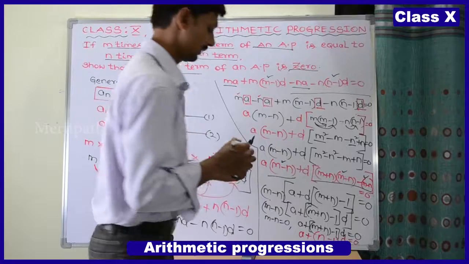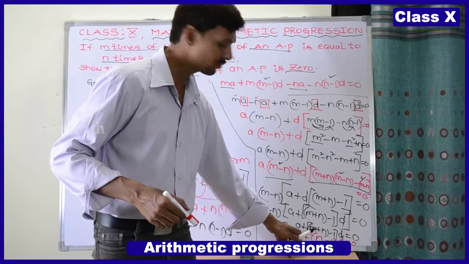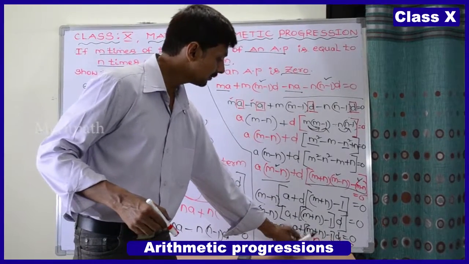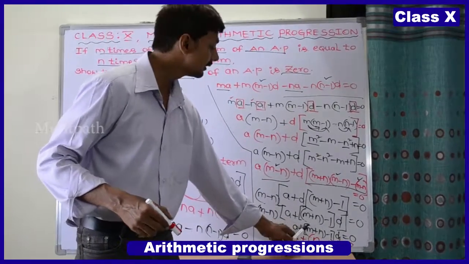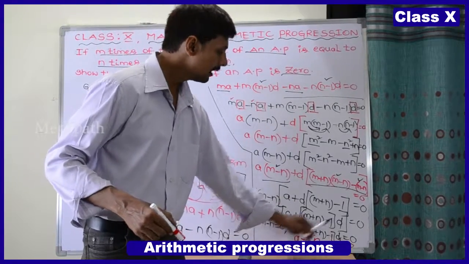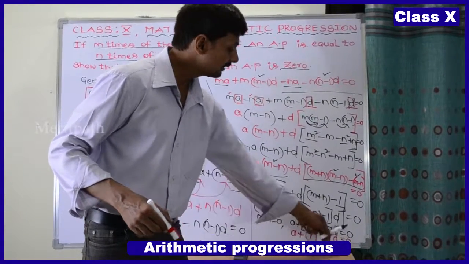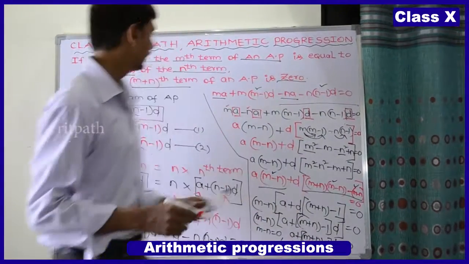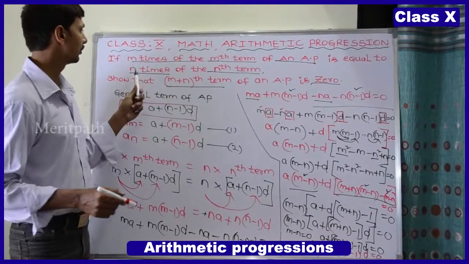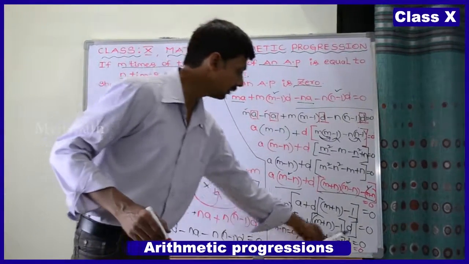Equals to 0. So here we can observe the value of A plus M plus N minus 1 into D, that means this is the M plus Nth term, and we got it equals to 0. So M plus Nth term we got 0. Finally we understood that if M times the Mth term of an AP is equal to N times the Nth term, then the M plus Nth term is 0.